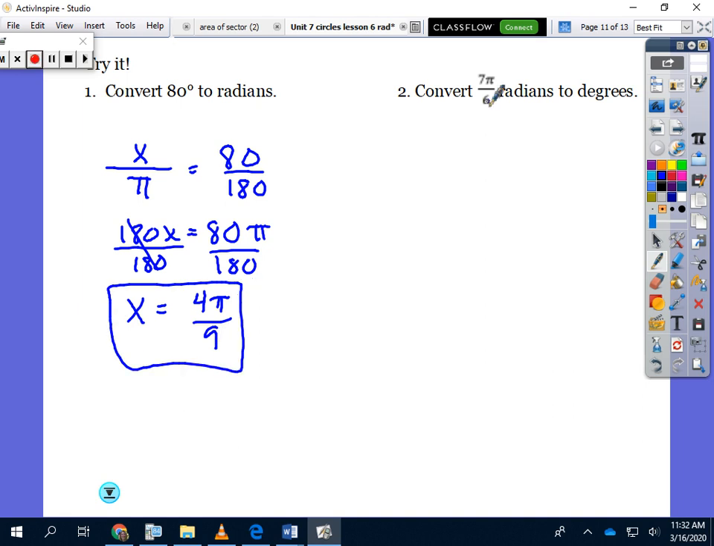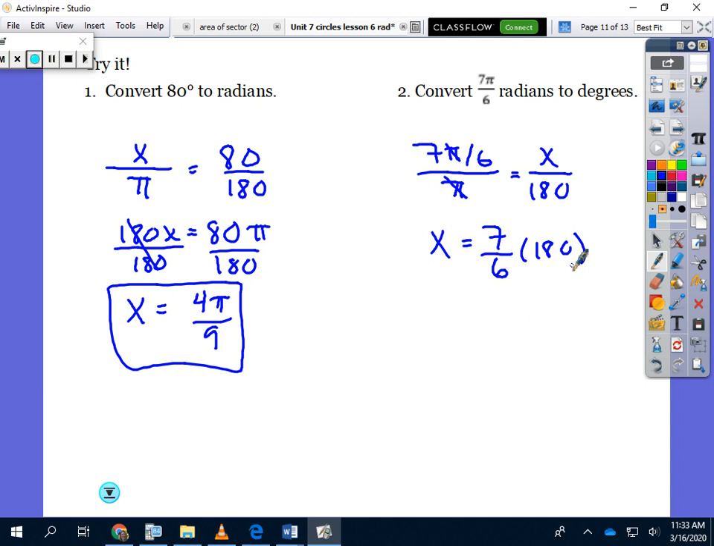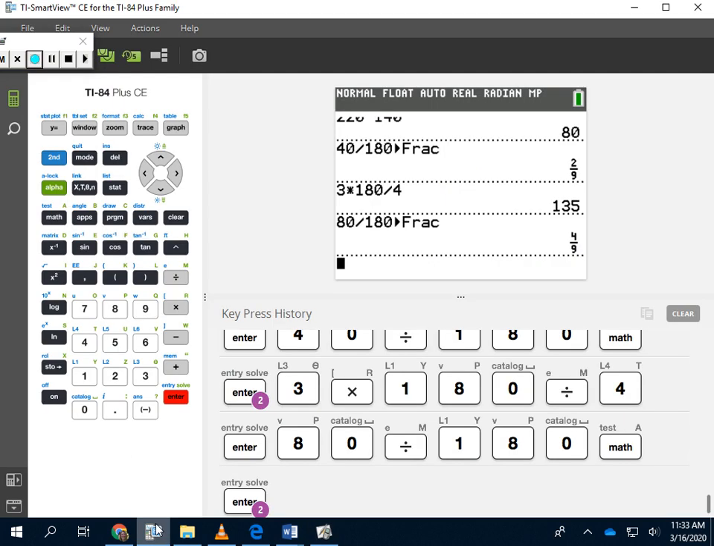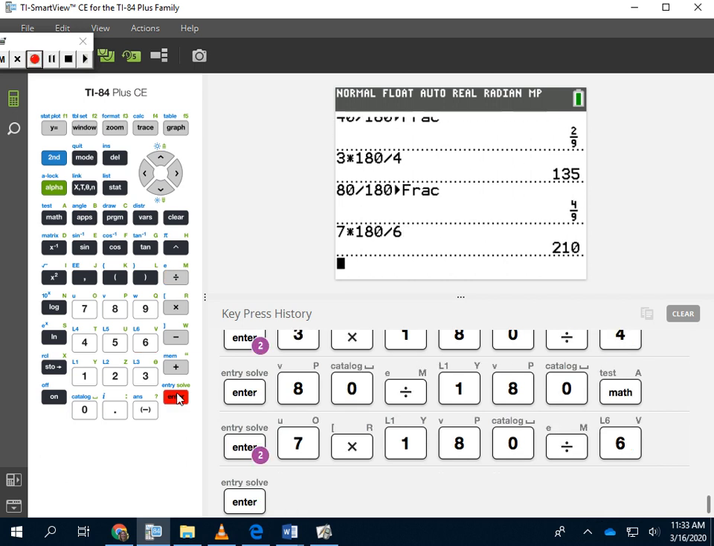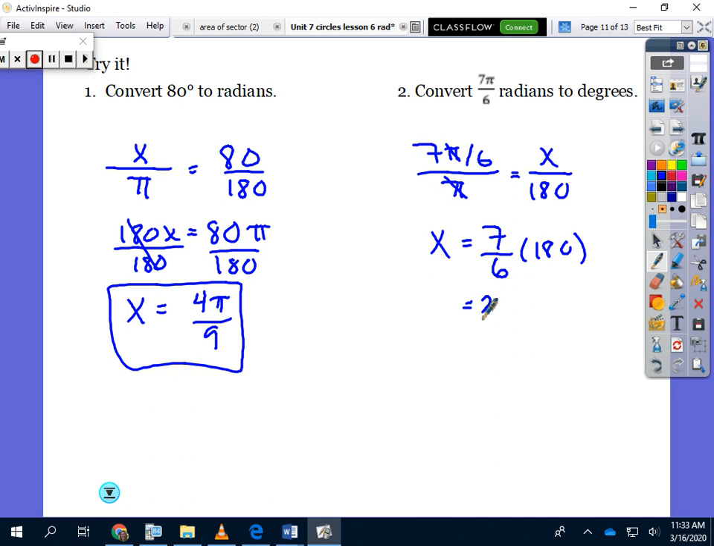And this one I know radians, and I'm getting degrees, so 7 pi over 6 over pi is going to be x over 180. So the pi's will cancel out, and x is going to be 7/6 of 180, or 7 times 180 divided by 6. And that's 210. So x equals 210.